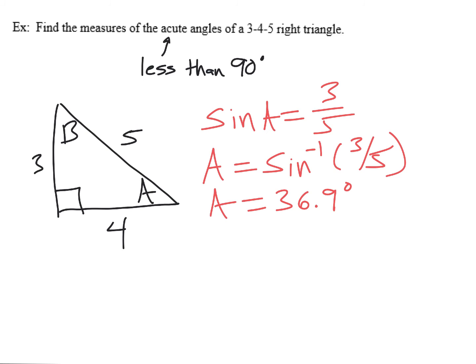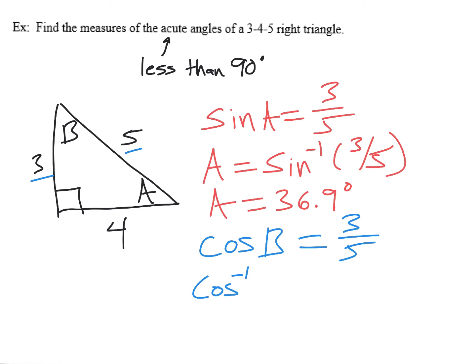Now let's go find B. You know what? I'm going to switch over to cosine. Right, but now I'm going adjacent over hypotenuse. So then I just need to do inverse cosine of 3/5. And we'll get about 53.1.